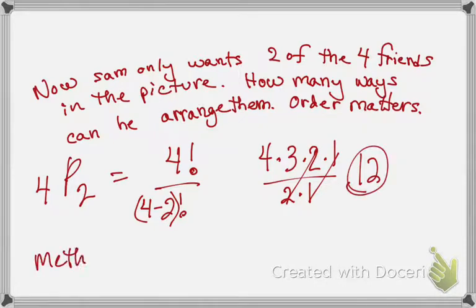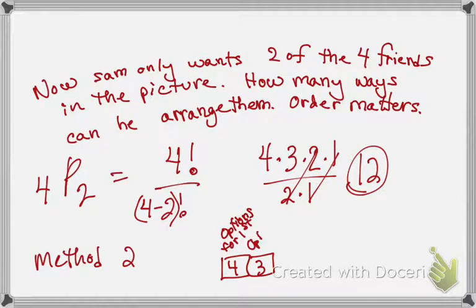If we did it with the boxes, we'd say, all right, for the first choice, he has 4 friends. For the second choice, he has 3 friends. He's not going to do the 2 and the 1 like we did in the last example because he only wants 2 friends in the picture now.